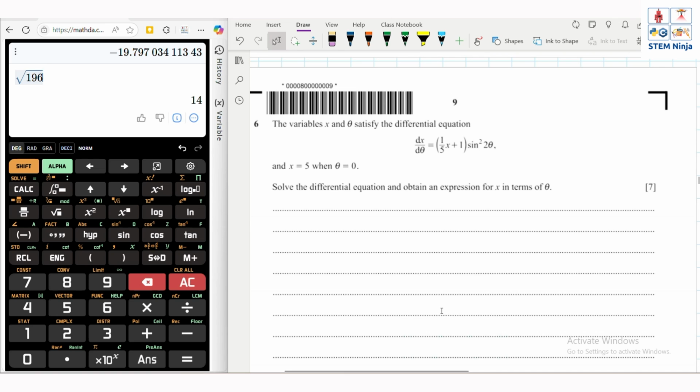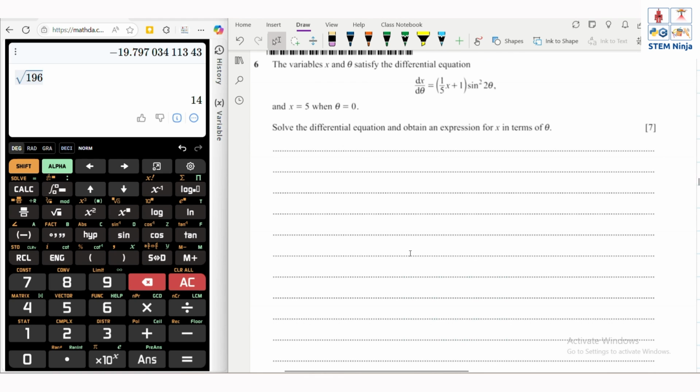The variables x and theta satisfy the differential equation dx over d theta equals (1 over 5)(x plus 5) sine squared 2 theta. Okay, so we need to first separate the variables. For that, we need to deal with this first. So when we make the denominator same, we get x plus 5 over 5. So you have dx over d theta equals x plus 5 over 5 sine squared 2 theta.